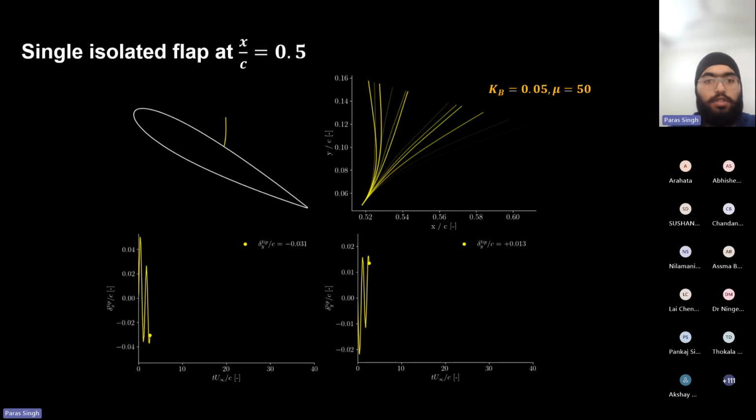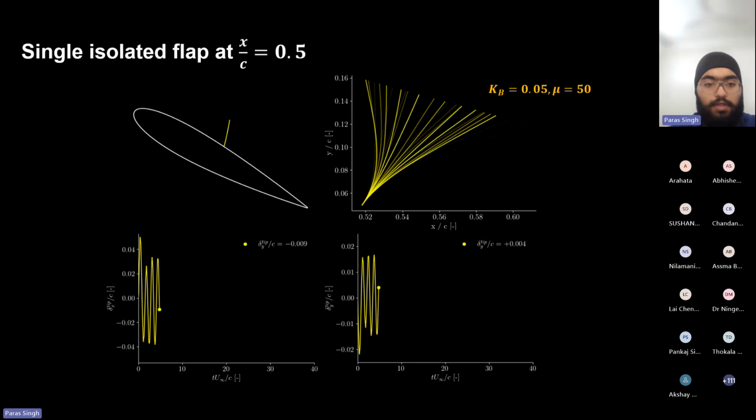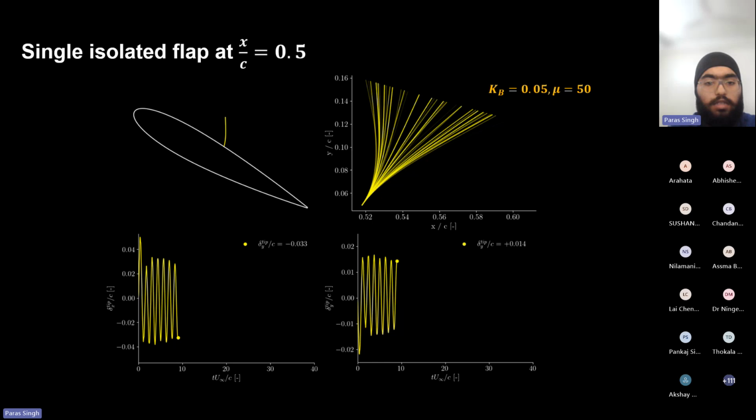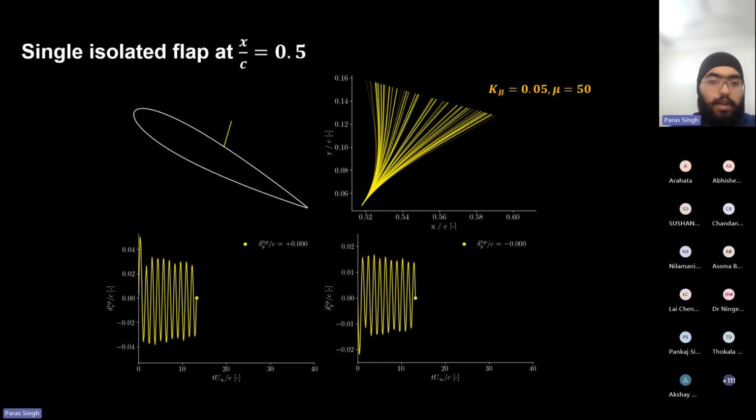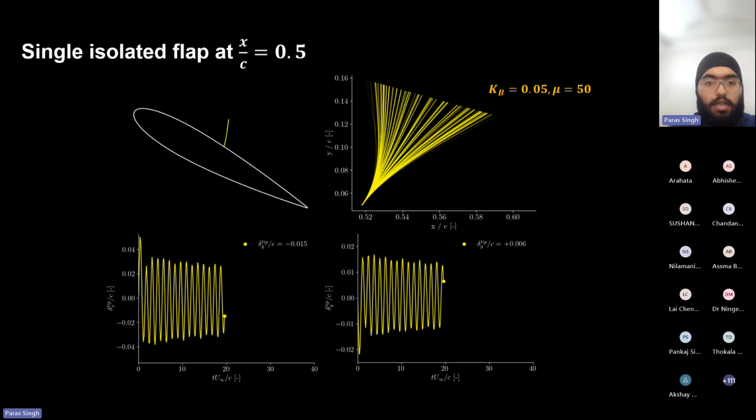Next are the results for single flap at x equal to 0.5 c. Again, the deflection envelope is presented, and it's clearly evident that the amplitude of deflections is quite a bit higher as compared to the previous case, and the LCO oscillations are reached after around 20 seconds. In this case also, we get symmetric oscillations about the mean position towards both the upstream and downstream direction.